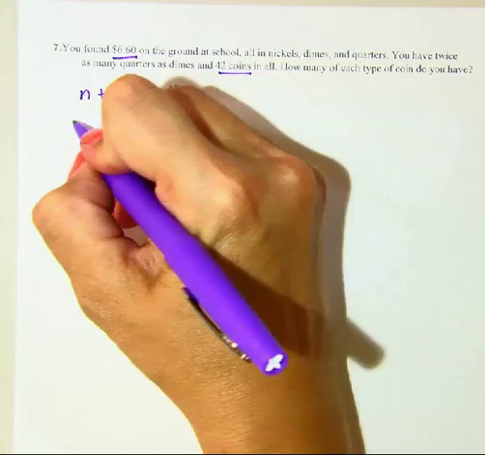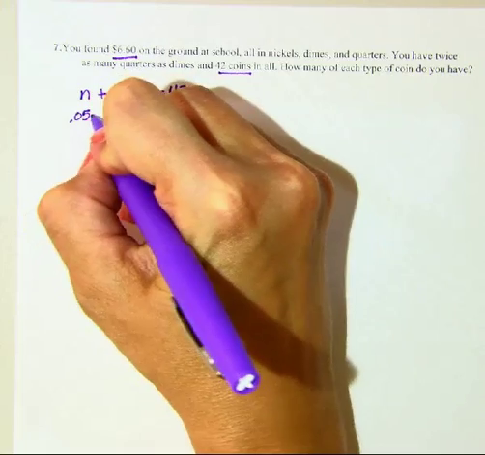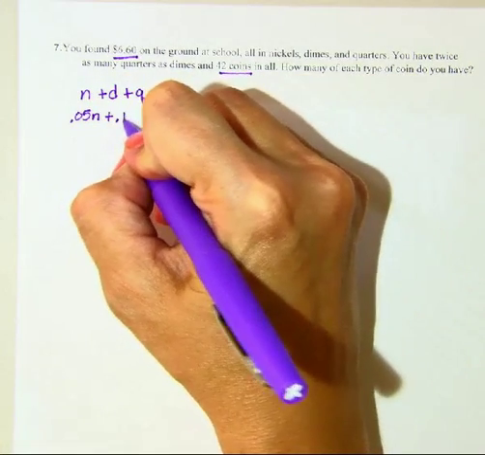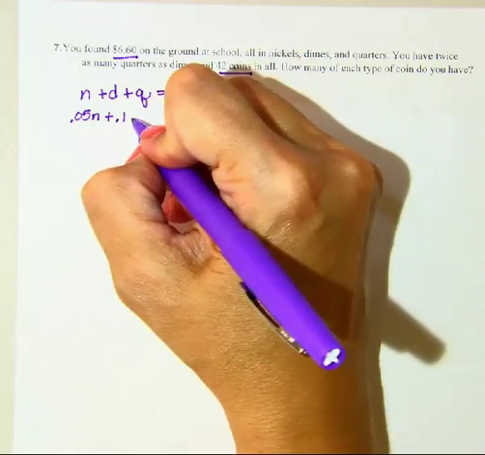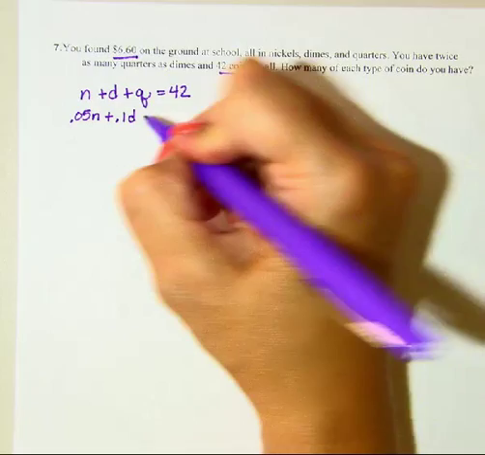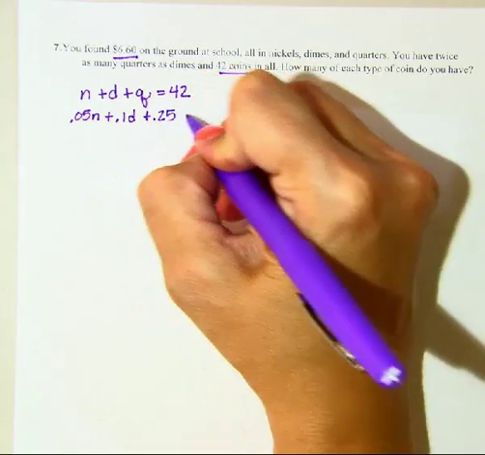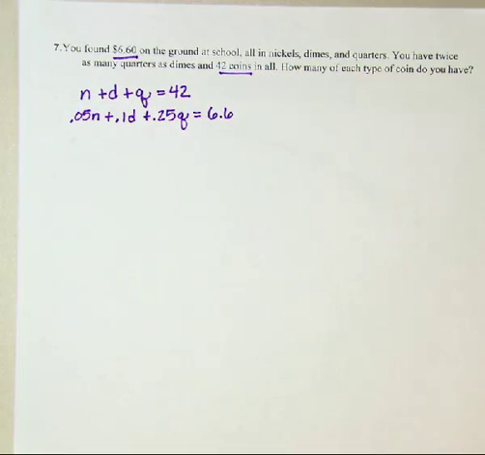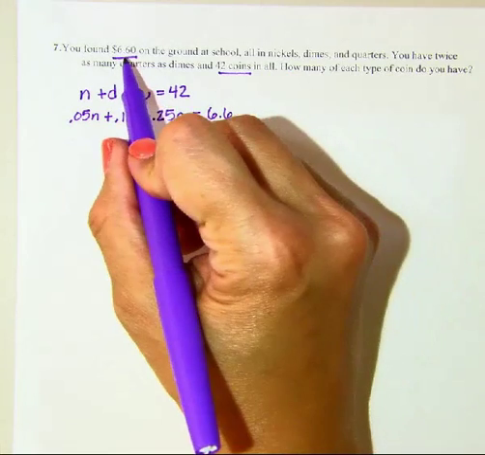Well, I know a nickel is worth 5 cents, so 0.05 times however many nickels. A dime is 0.10 or 0.1 times however many dimes, and quarters are 0.25 times however many quarters, and that's going to equal that $6.60, which I'm just eliminating 0 on the end. So I did that piece of information.